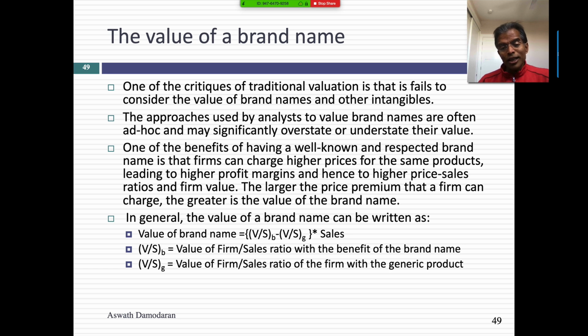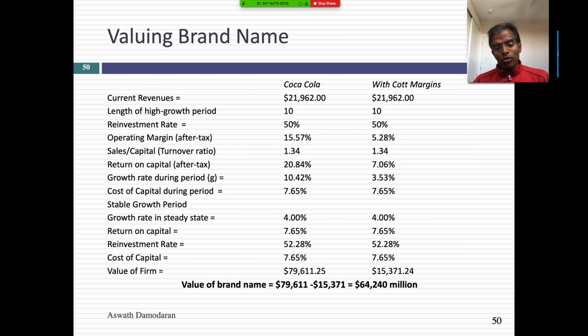I'm going to argue that the EV to sales setup that we have actually allows us to do this. Because here's what I'm going to do. I'm going to compute the EV to sales ratio for my brand name company with its margin. And remember, it's going to have much higher margins. And then I'm going to compute the EV to sales ratio for exactly the same company, assuming it loses its margin. Or basically, it goes to becoming a generic company. And the difference then will be the value of my brand name. So there's my Coca-Cola brand name.